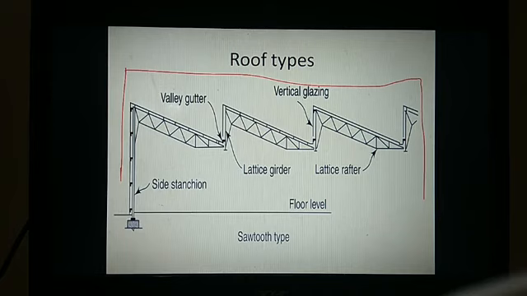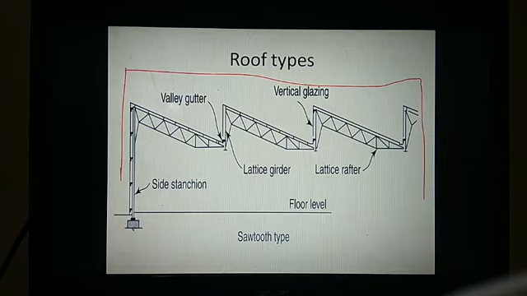Can anyone tell where you can find this kind of roof type in your real field? Anyone? Please, guys. I think only a few are viewing, so they can answer where you can see this kind of roof system. You have the valley gutter which is supporting this roof truss, and there is a vertical glazing.